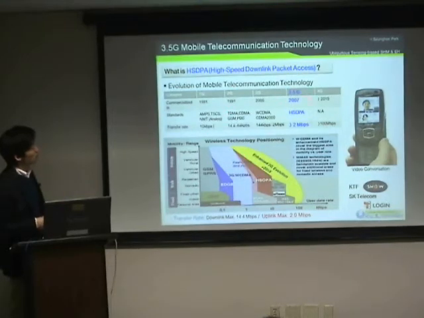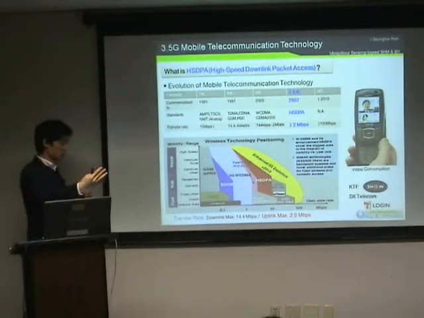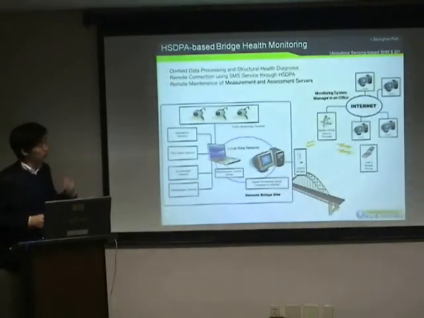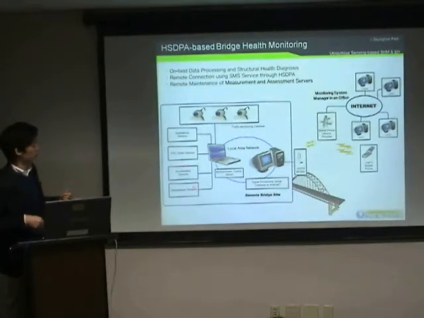As you can see here, HSDPA 3.5 generation technology has better performance compared with WCDMA or other CDMA technology in terms of data transfer rate. So by using this technology, we can transmit and receive data even when we use high frequency data at a short period. So I implemented this mobile technology into a real bridge system. We can monitor real-time traffic conditions, and we are using piezoelectric sensors, fiber optic sensors, accelerometers, and temperature sensors.